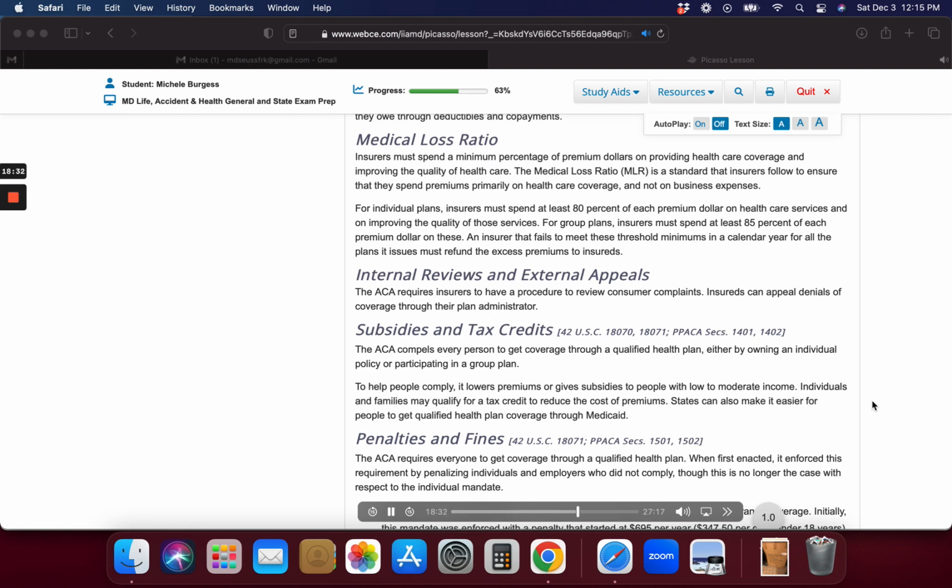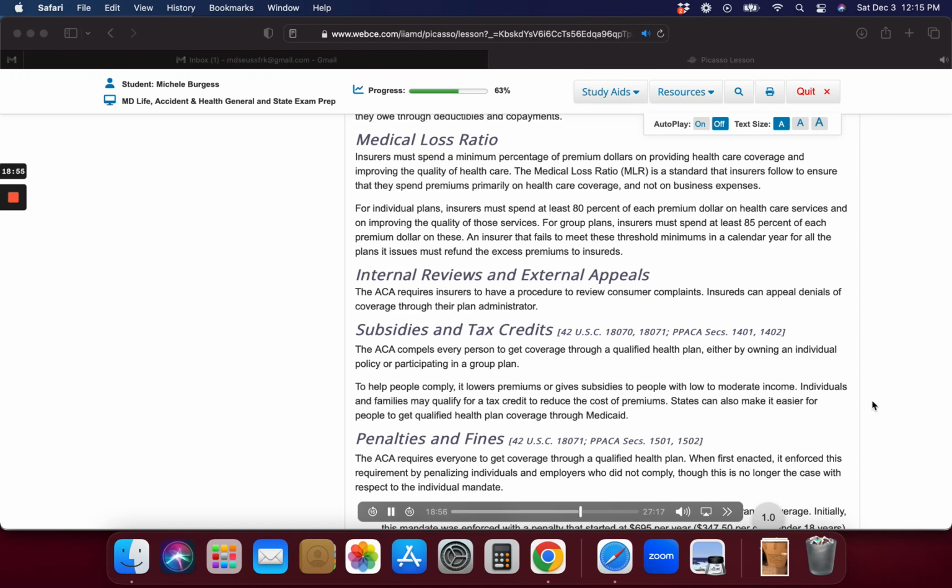For individual plans, insurers must spend at least 80% of each premium dollar on healthcare services and on improving the quality of those services. For group plans, insurers must spend at least 85% of each premium dollar on these. An insurer that fails to meet these threshold minimums in a calendar year for all the plans it issues must refund the excess premiums to insureds.